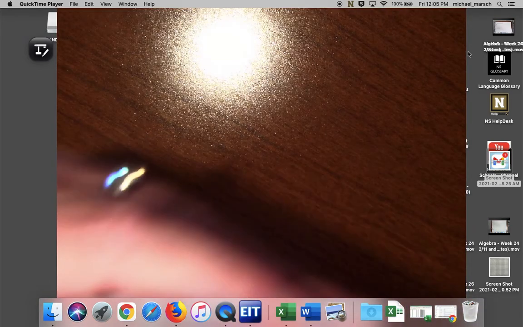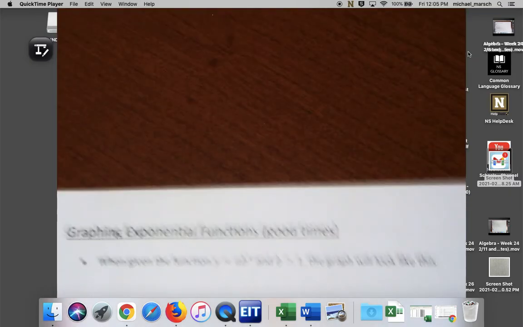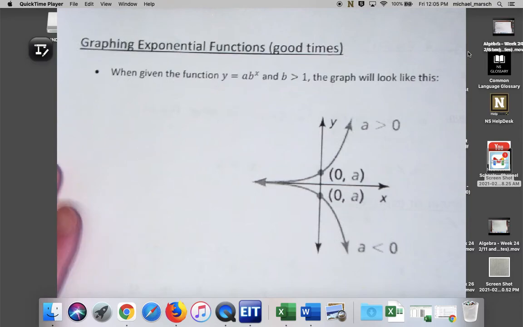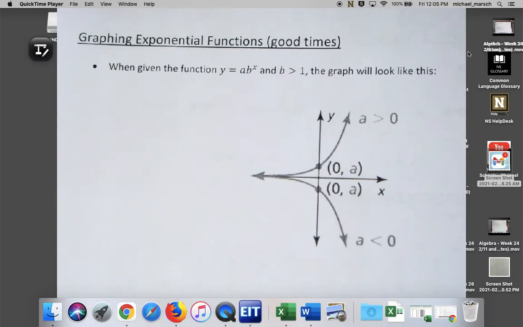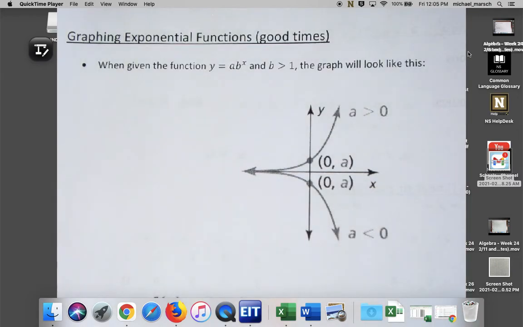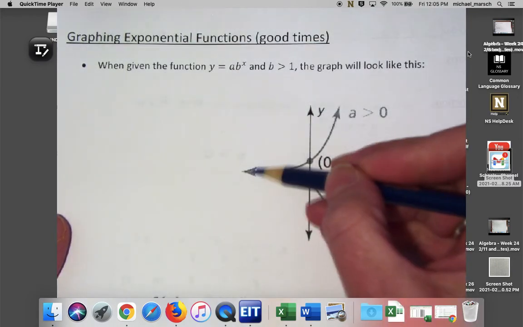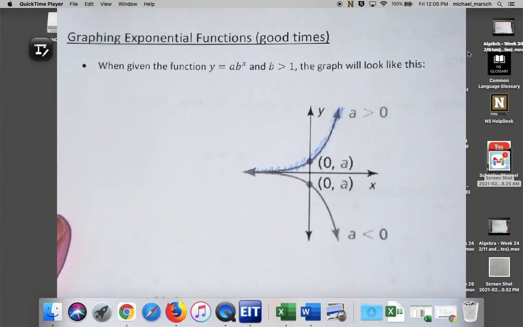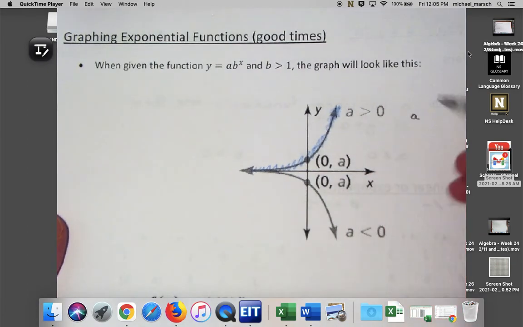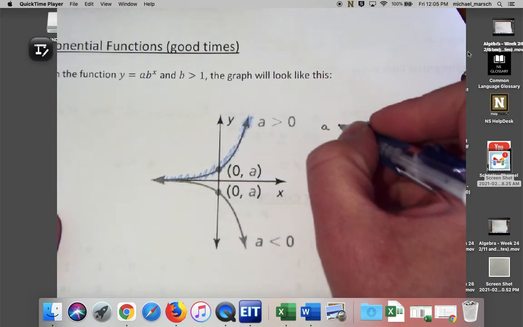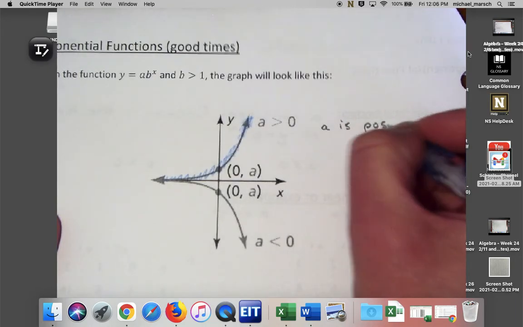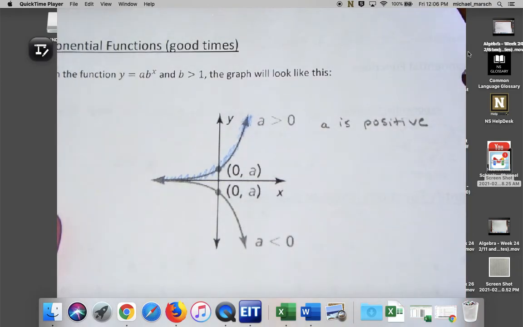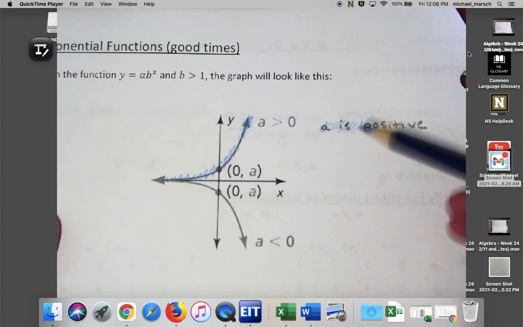All right. Graphing exponential functions. Good times. Get those color pencils ready. What we have here is a graph of the function, and I told you it's going to be curved. So we're just going to label some things here. Let's color this top arrow blue. It says a is greater than 0, so we're just going to clarify that. That is when a is positive. We'll just highlight that in blue so we remember.